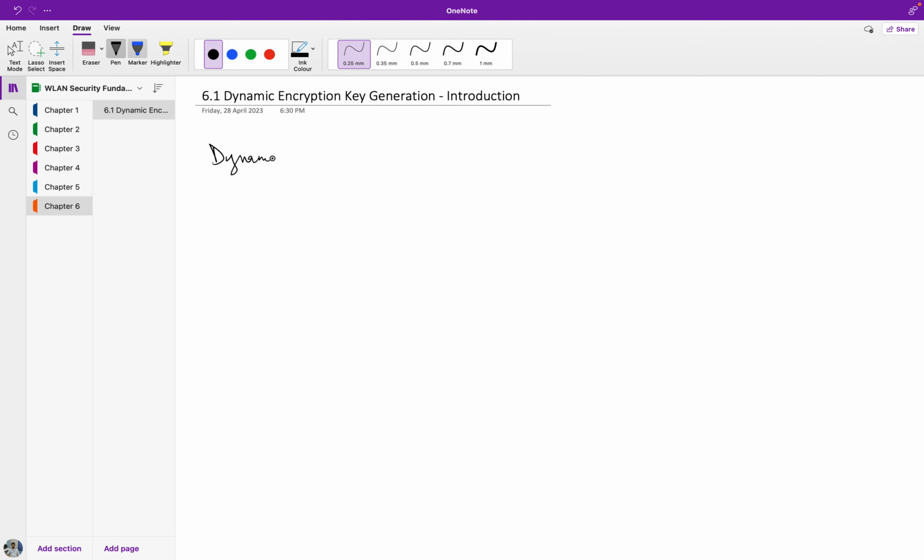Dynamic encryption key generation. In this video, we will cover this topic briefly.